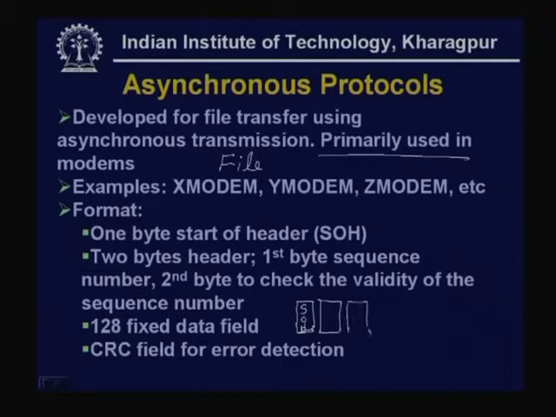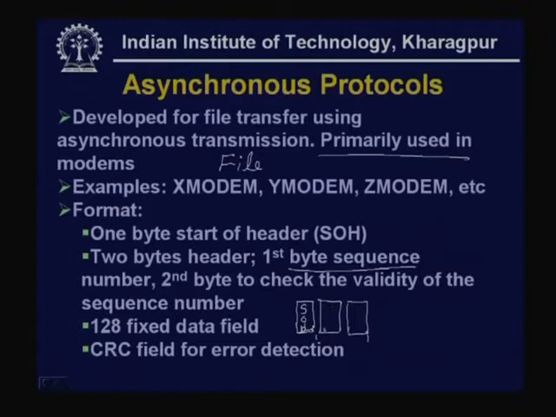However, 1 byte gives you the sequence number, and the other byte, actually the complement of that, is sent here, so that using these 2 bytes the sequence number and its complement are received. If there is any error, that can be detected with the help of these 2 bytes. So the second byte is essentially to check the validity of the sequence number. Whatever is sent, the complement of this is sent here.